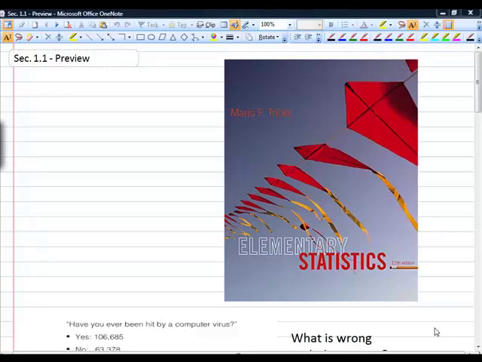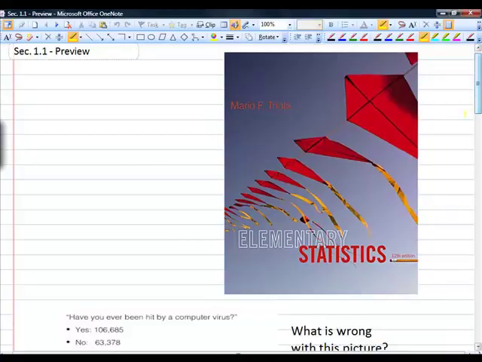In section 1.1, I want to introduce you to the book. This is what the front cover of the book looks like. It's the Mario Triola Elementary Statistics book. This is an introductory statistics class.